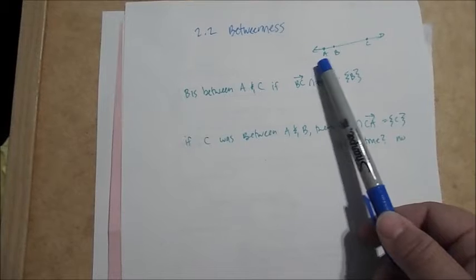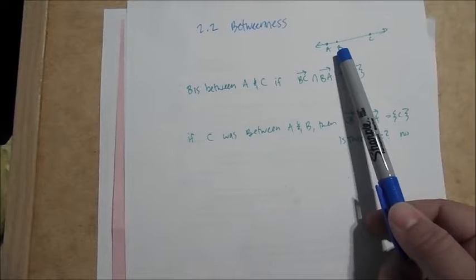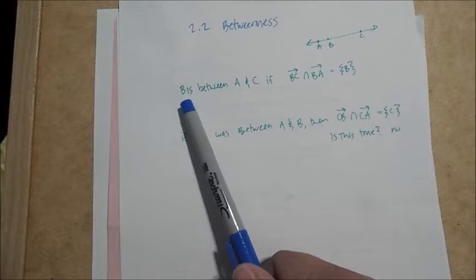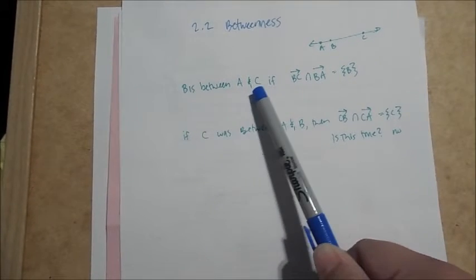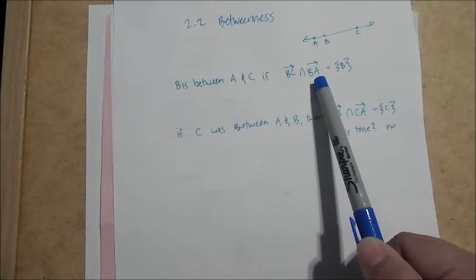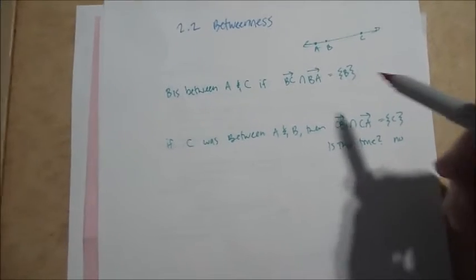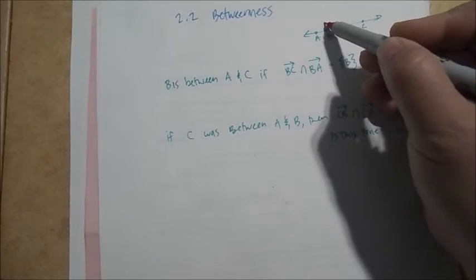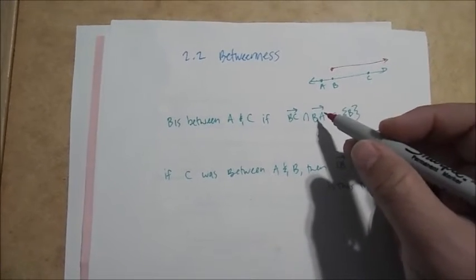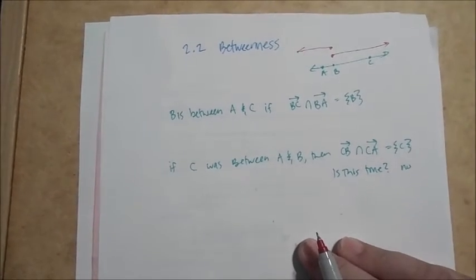So this is the definition that you're going to see in your book. So here's a picture. You have your line A, B, and C. So it definitely looks like B is in between A and C. This is the definition that you would have to use though. B is between A and C if ray BC intersected with ray BA equals point B. So let's just take a look at that. We have ray BC is this one, right? And it says ray BA. So they're both including the endpoints.